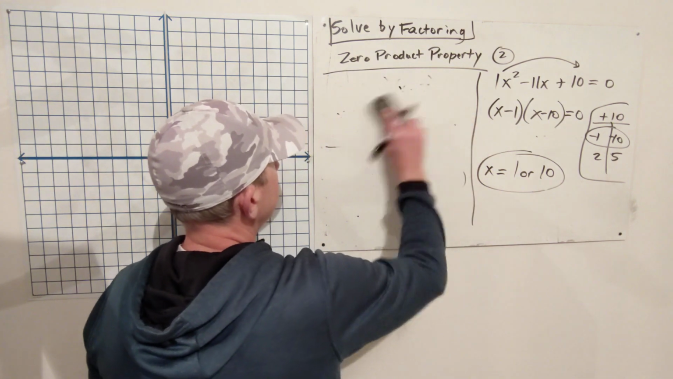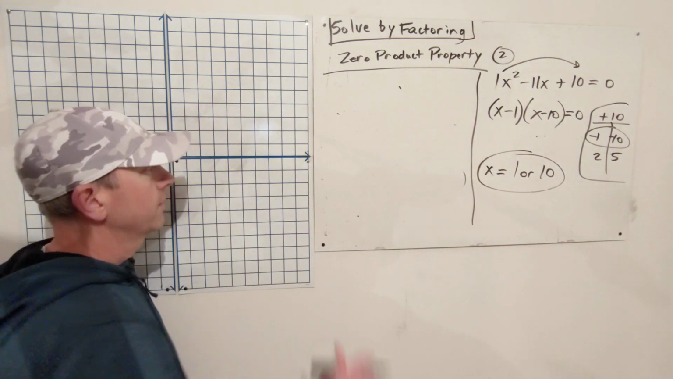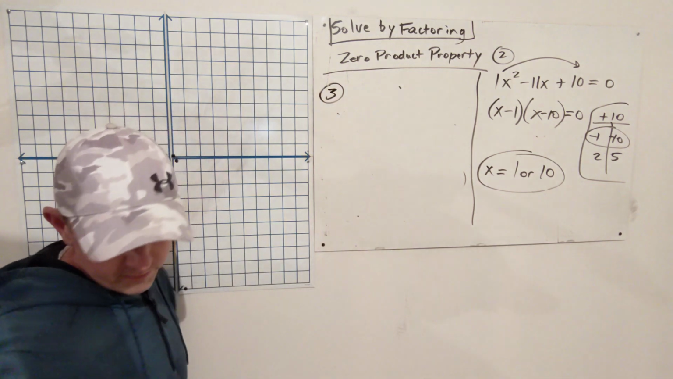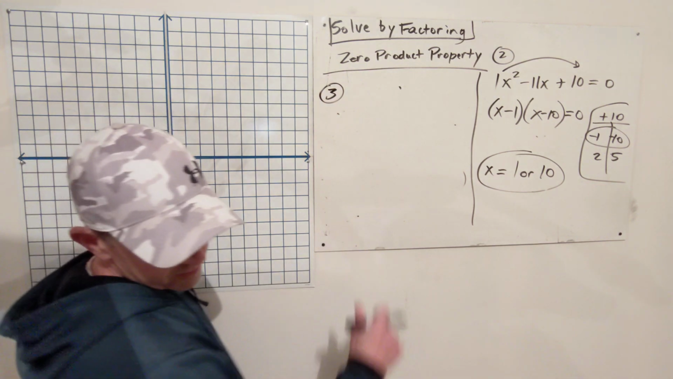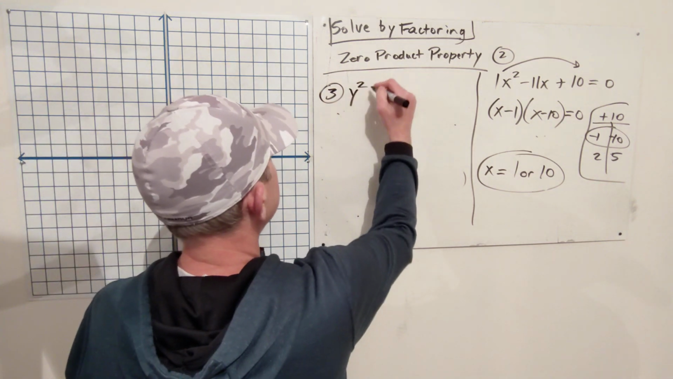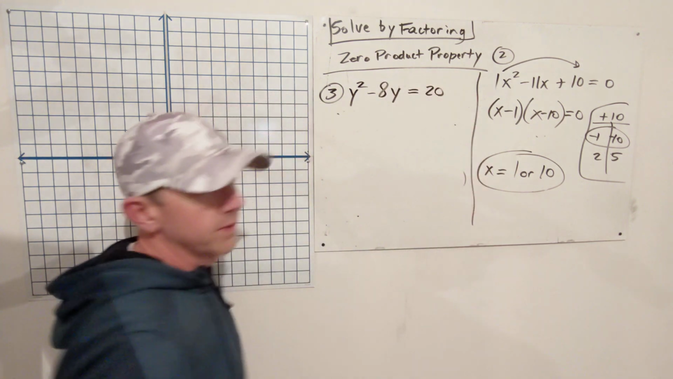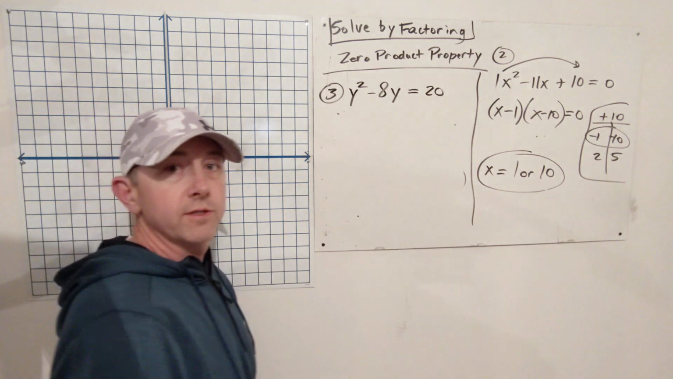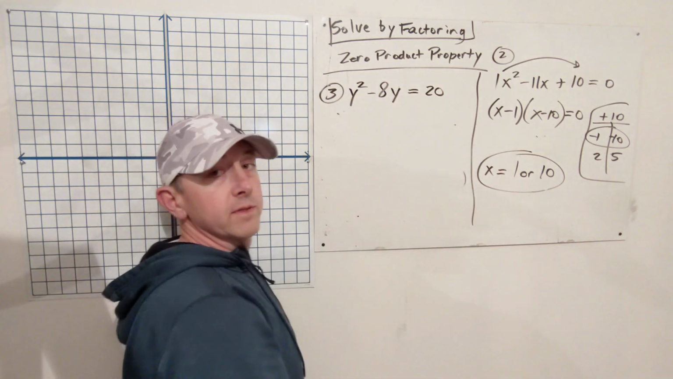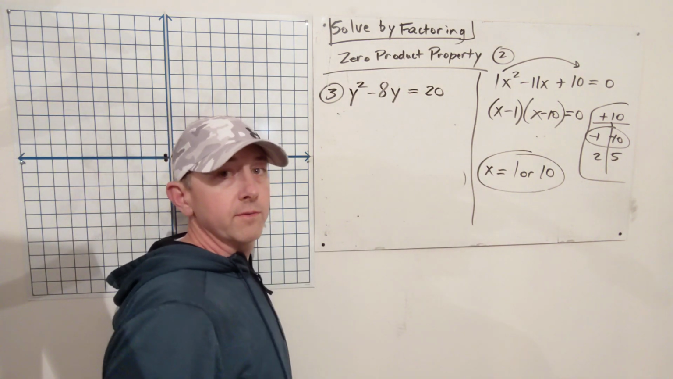All right, let's go a little faster here. We'll go to number 3. This time we got more factoring. This time y squared minus 8y is equal to 20. All right, so what's different about this one? The reason I need you to see this one is because it's not equal to 0. So we need to make it equal to 0 so we can factor.